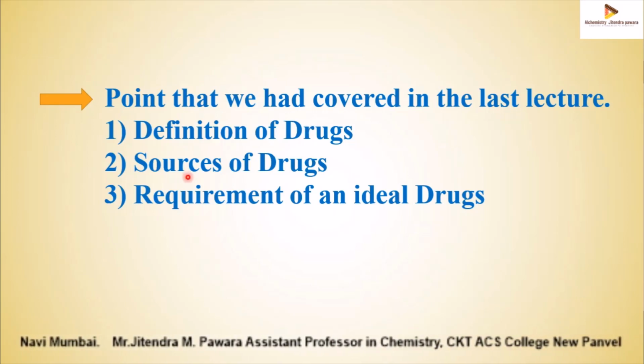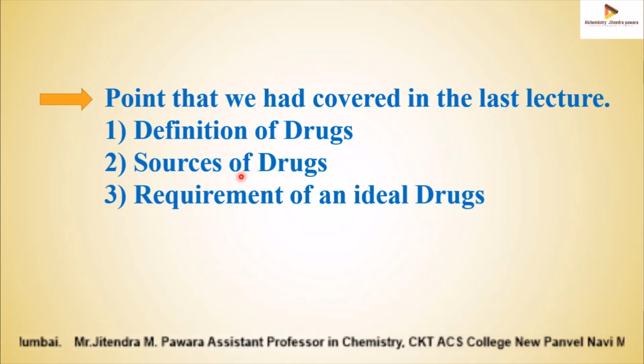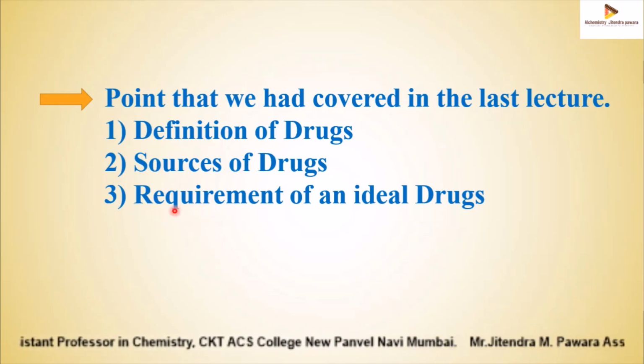And the second point is sources of drugs. The drugs presently come from the following sources: chemical synthesis 50%. 50% of drugs come from chemical synthesis. Second one is higher flowering plants 25%, microorganisms 12%, minerals 7%, animals 6%.